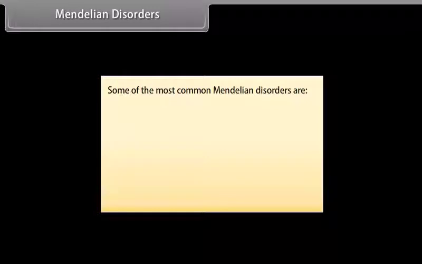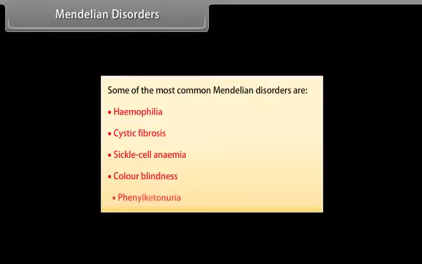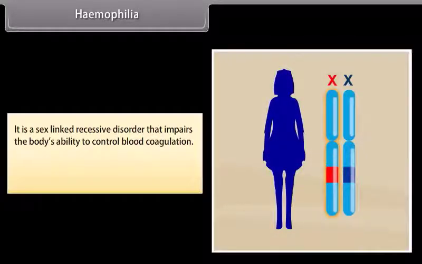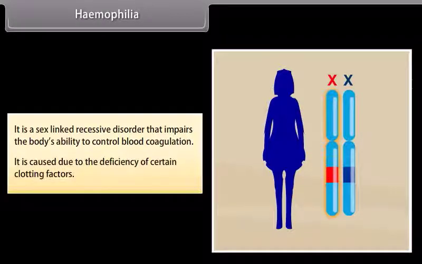Mendelian disorders. Some of the most common Mendelian disorders are hemophilia, cystic fibrosis, sickle cell anemia, color blindness, phenylketonuria. Hemophilia is a sex-linked recessive disorder that impairs the body's ability to control blood coagulation. It is caused due to the deficiency of certain clotting factors.